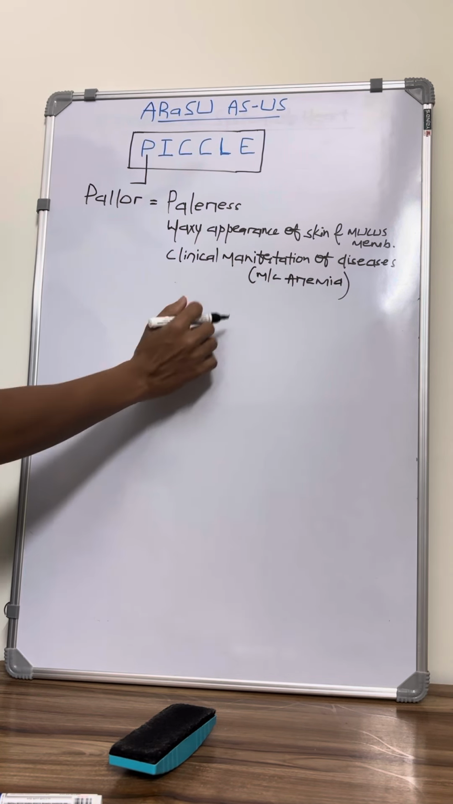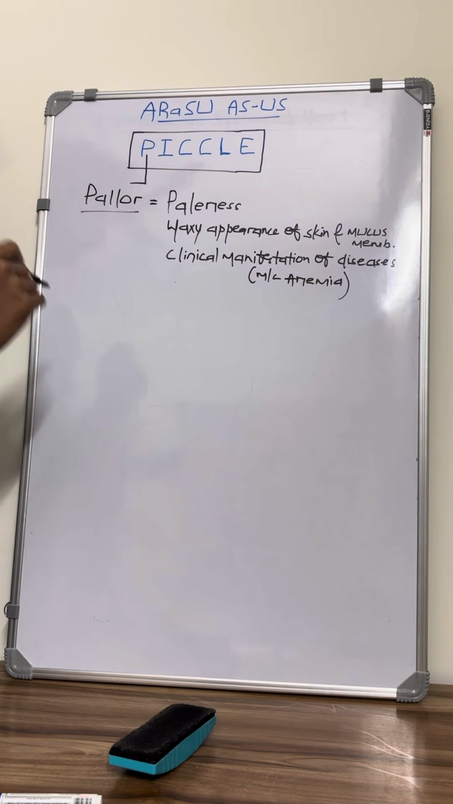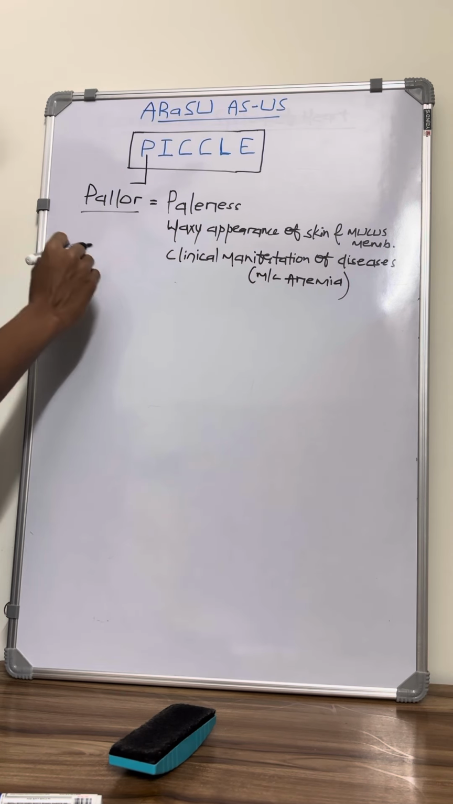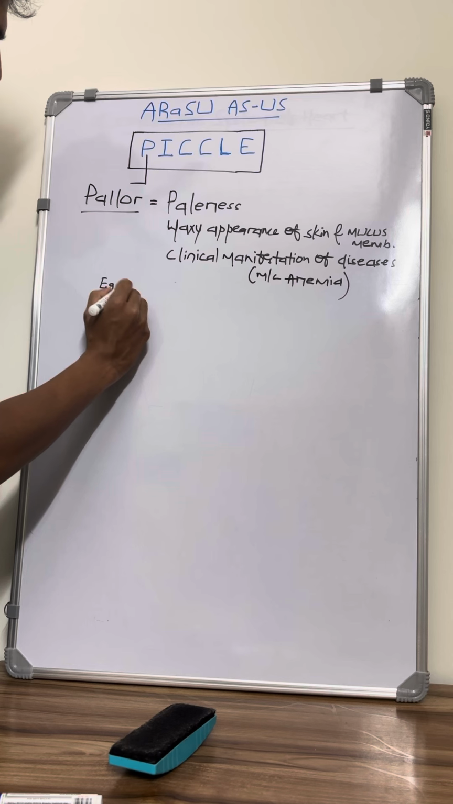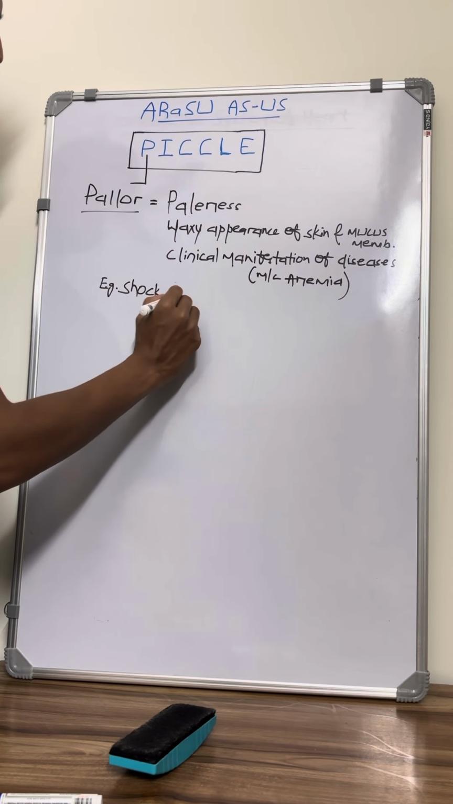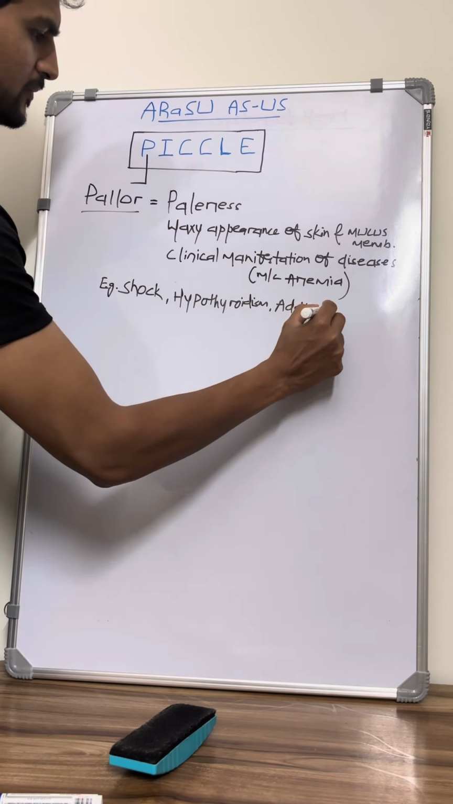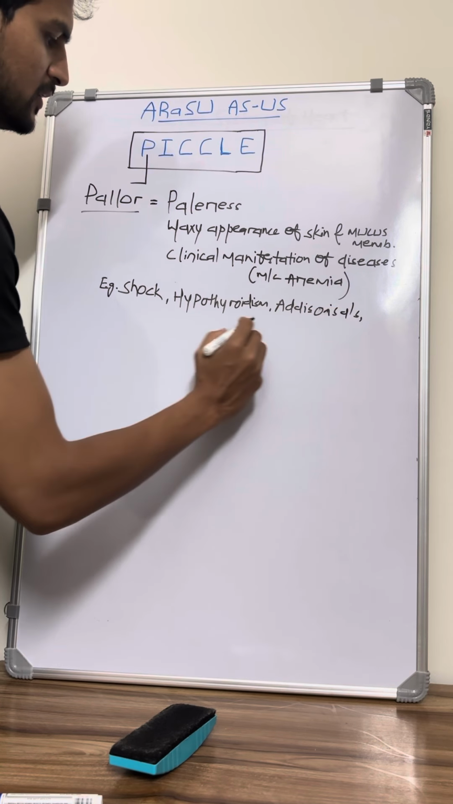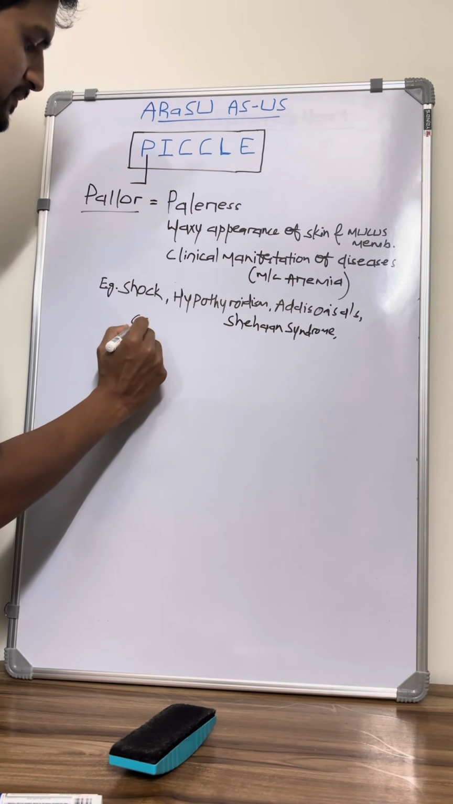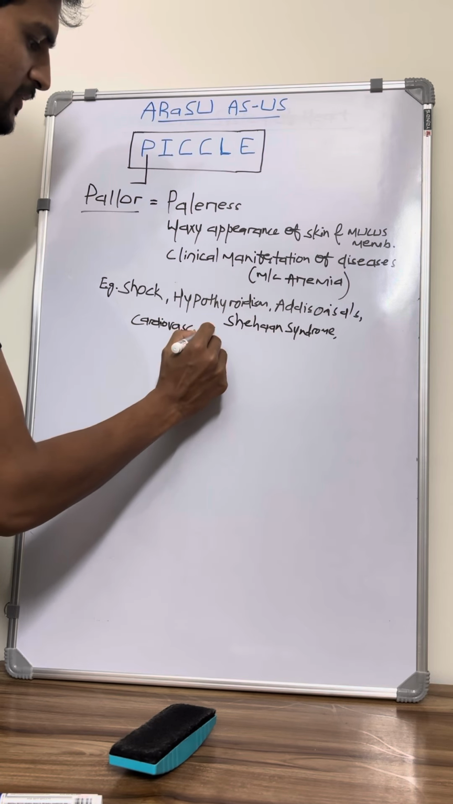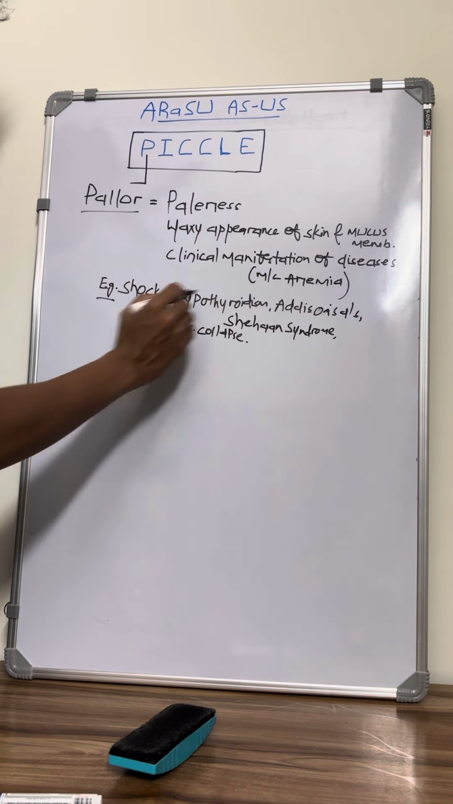So here the important thing is both are not the same. Pallor and anemia are not the same terminologies, because in some cases we might see a person appearing completely pale, but there might not be loss of even a single drop of blood. For example, shock or hypothyroidism, Addison's disease, even Sheehan syndrome, even cardiovascular collapse. So these are some situations where a person might appear pale, but there might not be anemia underlying. We have to remember this.